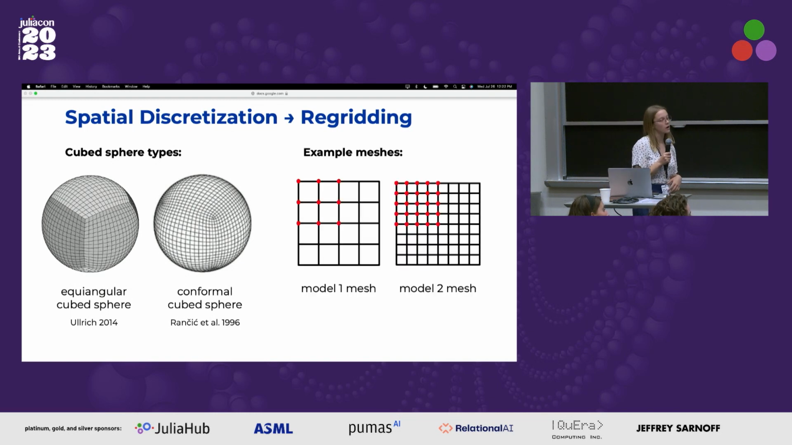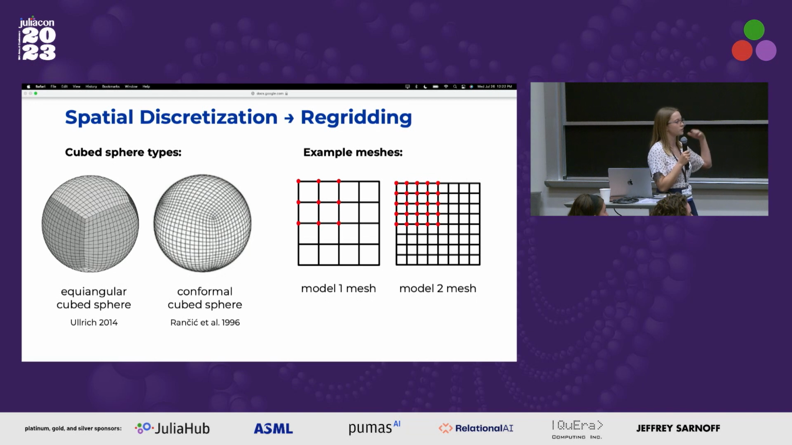And here's a simple example where you can see two different meshes that two different models could have. So you could think of model 1 being the atmosphere and model 2 being the ocean, and they each have these different meshes. And even though they're on different meshes, they still want to be able to communicate with each other if they're being coupled together. So the red dots here are nodes where we could have information actually being evaluated, and these are the points where we have data that needs to be transferred between the two models.